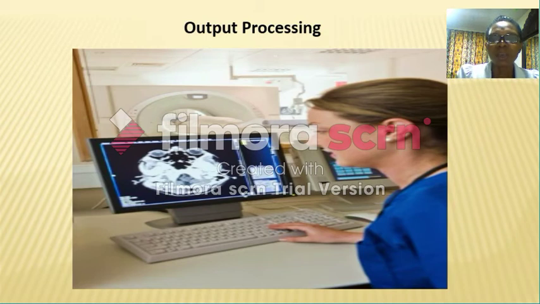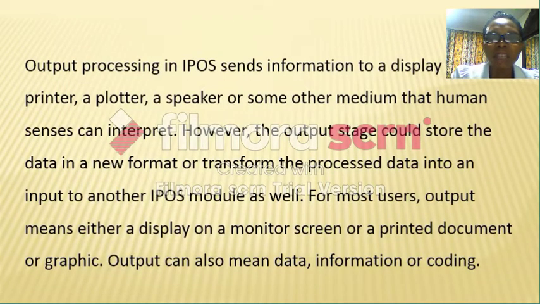So when you type data or when you feed information in the computer, it will then process it. After processing it, it will give it out as an output and it will display it on the screen. Now, output processing in IPOS sends information to a display screen, a printer, a plotter, a speaker, and others.